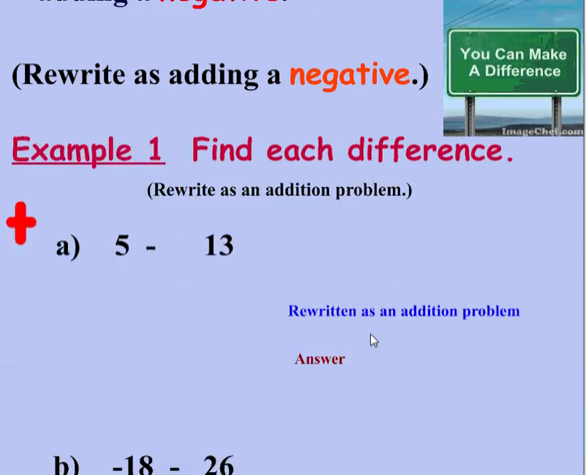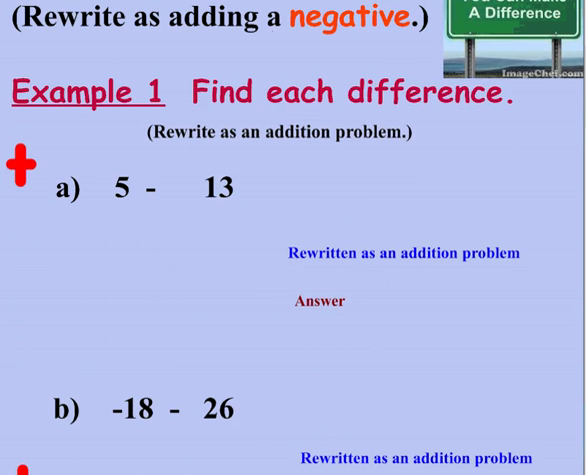So, this is what I'm going to ask you to do. When you see these questions, 5 minus 13, we should put down a plus sign right away. The first number never changes. It's always going to be the second number. I'm going to take the opposite of 13, which is a negative 13. And you're going to get an answer of a negative 8. If you don't believe me, take a calculator and go 5 minus 13. You're going to get negative 8. 5 plus a negative 13 is a negative 8.